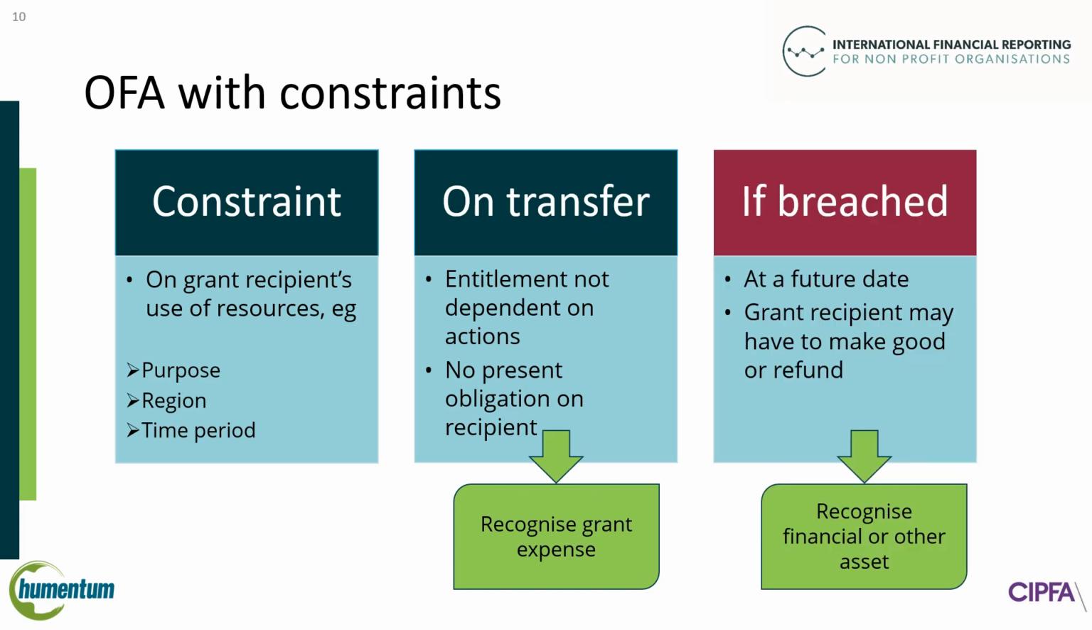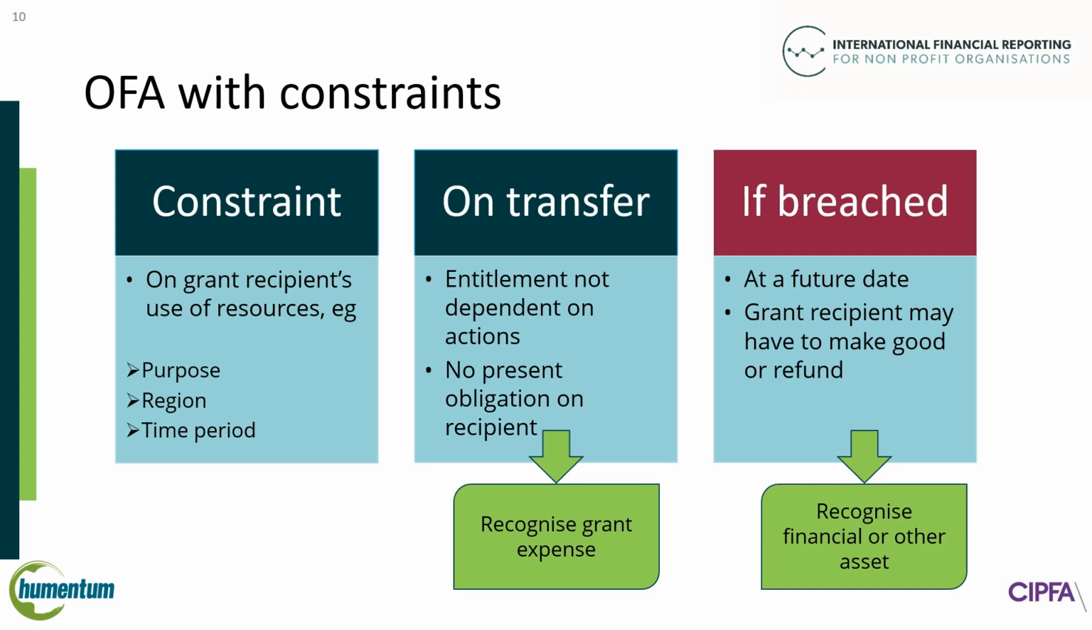At a future date, the grant recipient might breach the constraints in an arrangement. For example, imagine a grant that has constraints, in that it can only be used on the objective of providing education. It is only if the grant recipient uses the funds for a different purpose, that they might have a present obligation to make good the failure to meet the constraint, or provide a refund to the grant-providing NPO.